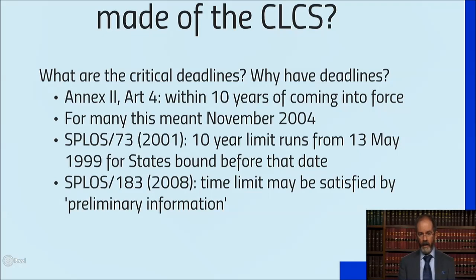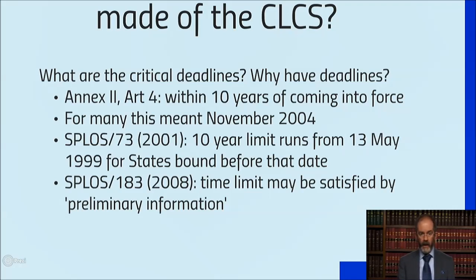So originally, for those states that were party to UNCLOS as soon as it came into force in 1994, the time limit should have run out in November 2004. You get 10 years, and the clock starts running from the moment you become bound by UNCLOS. So new states as they join get 10 years to make a submission.